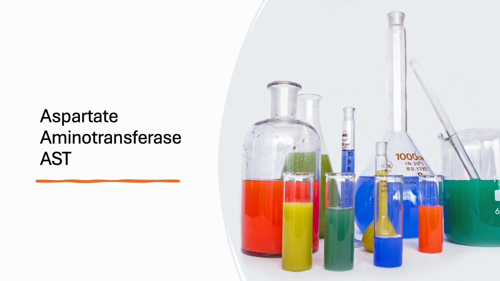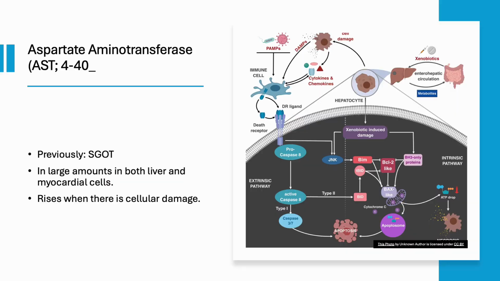Next, we're going to talk about AST, aspartate aminotransferase. The value I'm going to remember is 4 to 40. Aspartate aminotransferase, AST, the normal values are 4 to 40, previously known as serum glutamate oxaloacetate transaminase, or SGOT. So the ALT used to be known as the SGPT, and the AST used to be known as the SGOT.